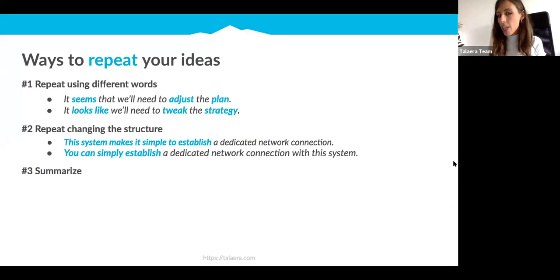What else? Repeat, changing the structure. For example, "This system makes it simplest to establish a dedicated network connection." You say that and you look at the other people and they're like, I don't know what this means. So you want to clarify. Say, oh, what I meant is that you can simply establish a dedicated network connection with the system. You're saying the same, but you did change the structure of the sentence a little bit.